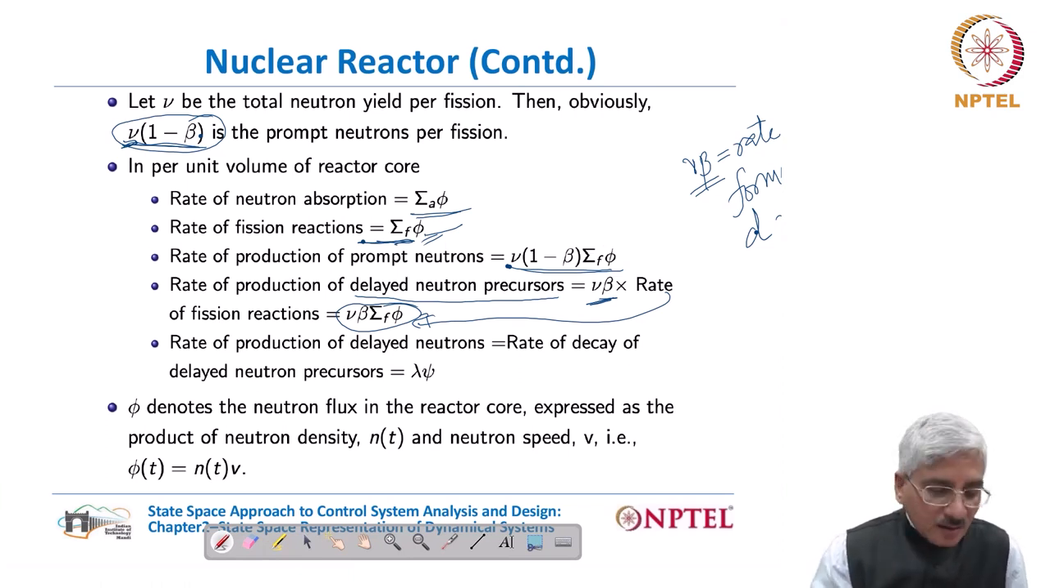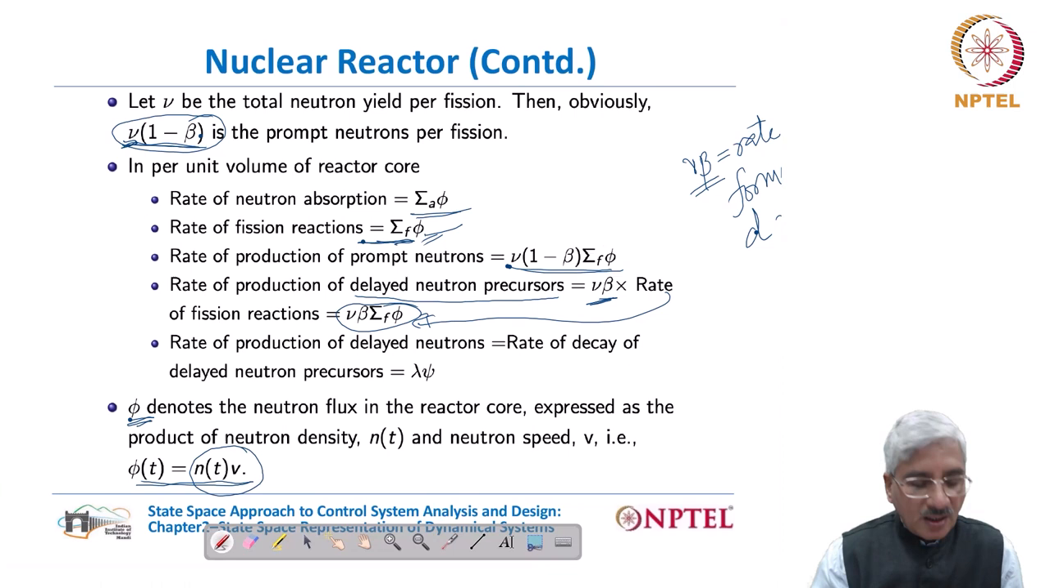And there is another thing: this neutron flux is expressed as the product of neutron density and the velocity, Nt times V. Nt is neutrons per cubic centimeter, per unit volume. V is the velocity, meters per second or centimeters per second. So phi t is neutrons per square centimeter per second, which is the product of neutron density and velocity, and reactor power is proportional to neutron density.